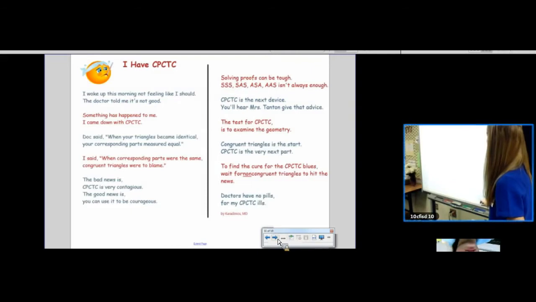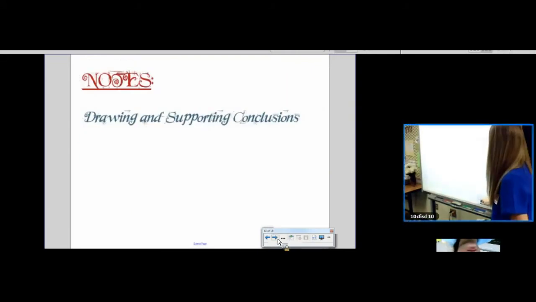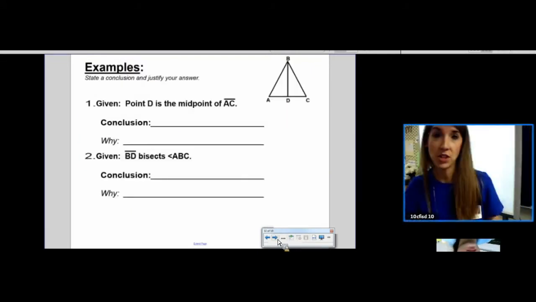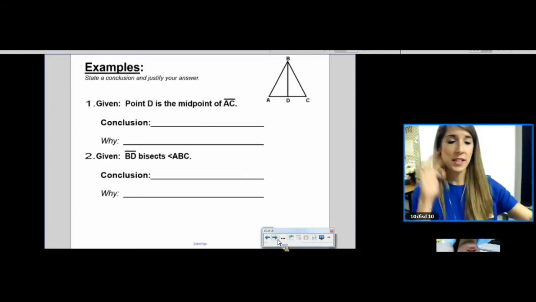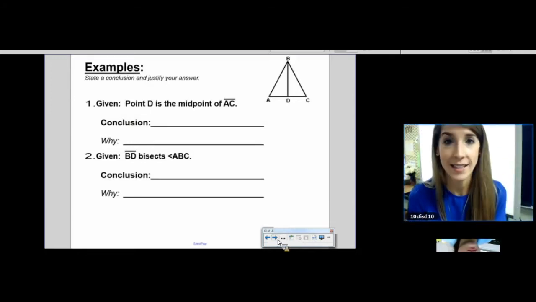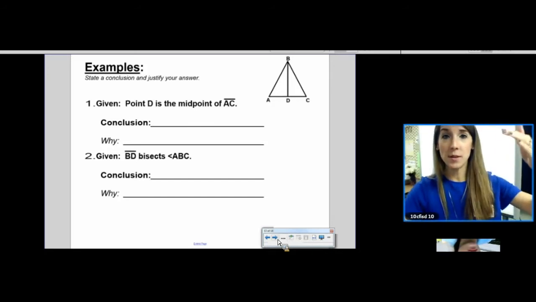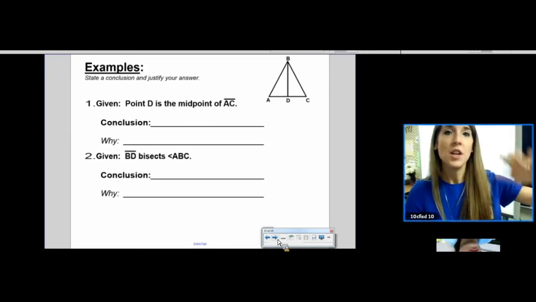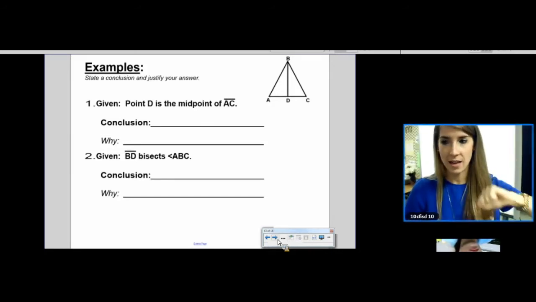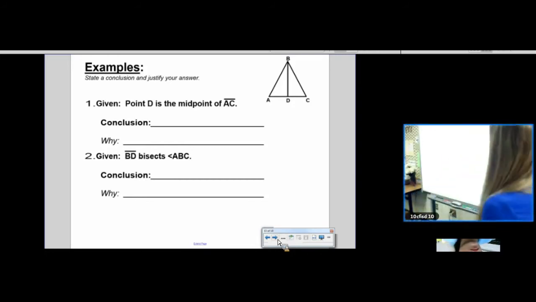Okay, so now we're going to do what I promised we would do yesterday. Yesterday, I gave you the hypothesis, I gave you the conclusion, you had to say the why. Today, we're going to take one of those away. I'm going to give you the hypothesis, you have to give me the conclusion and the why. Okay, let's go over them.